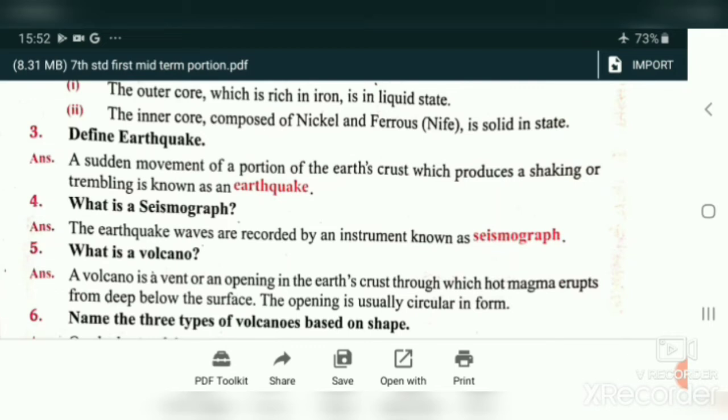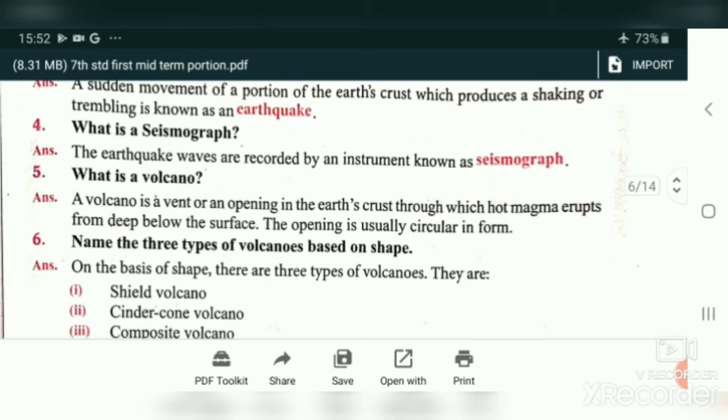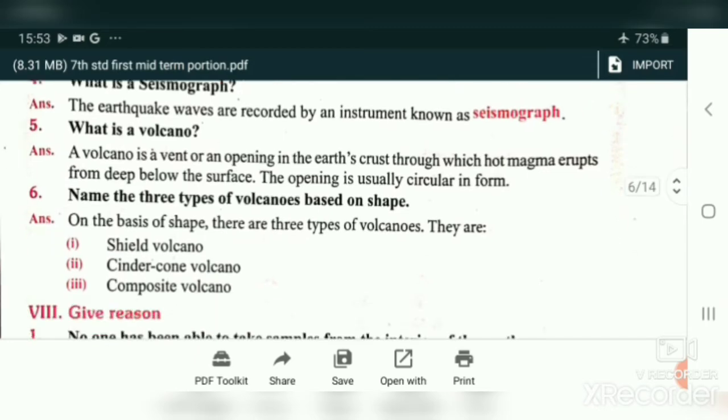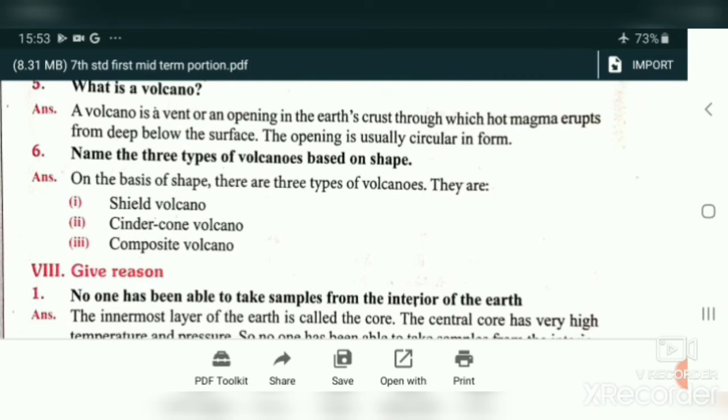What is volcano? Volcano is a vent or opening in the earth crust through which hot magma comes out. Erupt means comes out from deep below the surface. The opening is usually circular in form. Name the 3 types of volcano. This is also important. On the basis of shape, we can divide the volcanoes into 3 types: shield volcano, cinder cone volcano, and composite volcano.